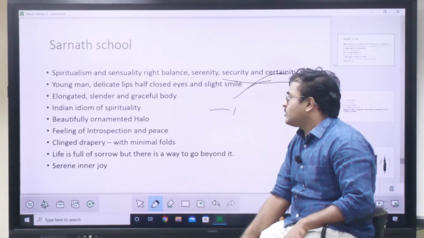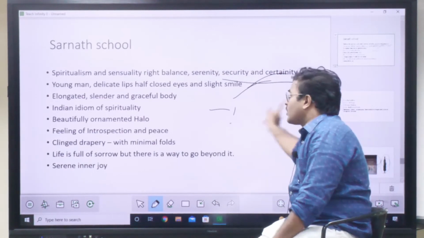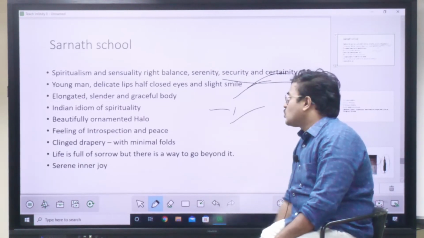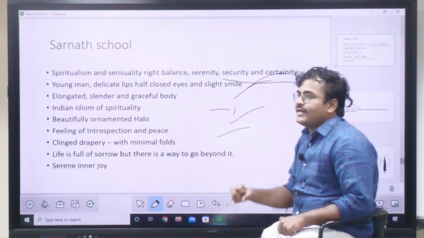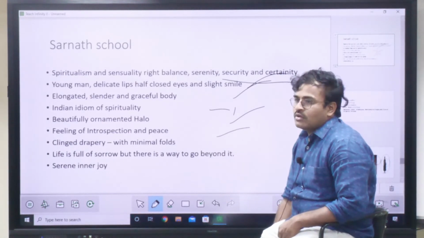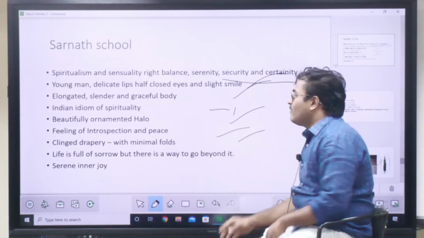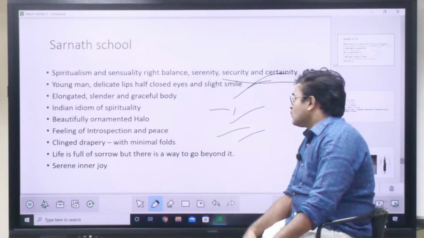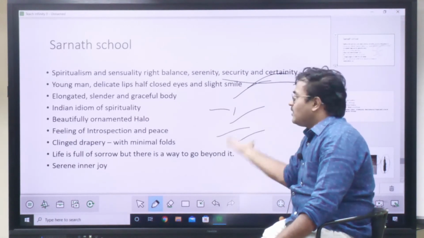Indian idea of spirituality. And there is a beautifully ornamented halo. Buddha is shown with some feeling of inner introspection and peace. And he has this clinging drapery with minimal folds to it. The image depicts this.